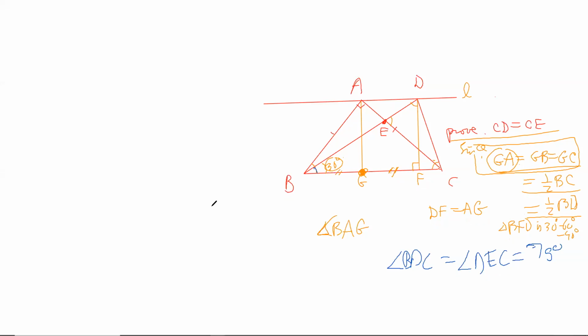Number 4. Let's see, what is number 4? Number 4 says triangle ABC is an isosceles triangle, AB equal to AC. If the altitude from A to BC is 1/2 of BC, what is the measure of angle BAC? Did anyone try this? It's a really trivial problem.